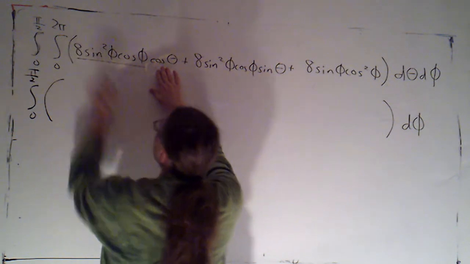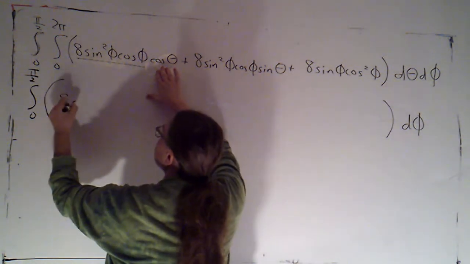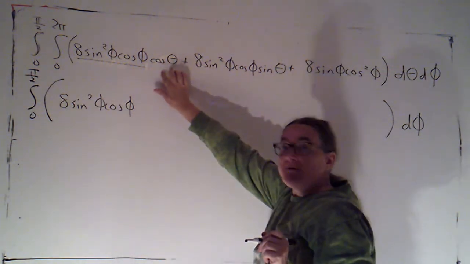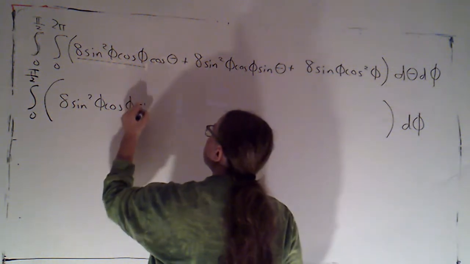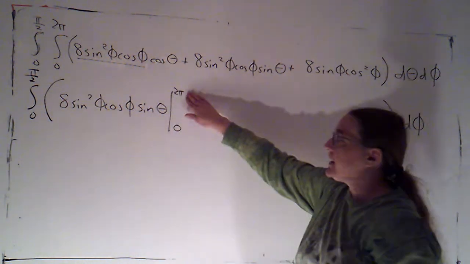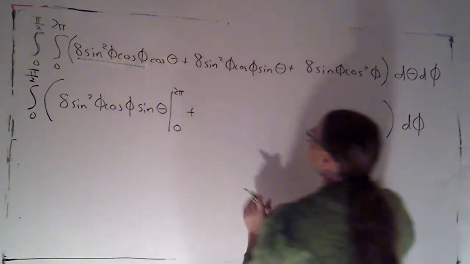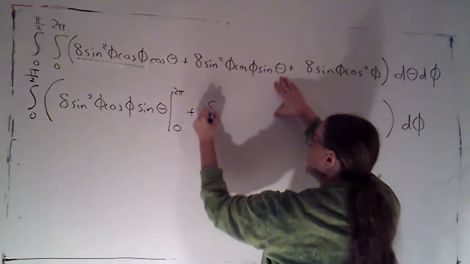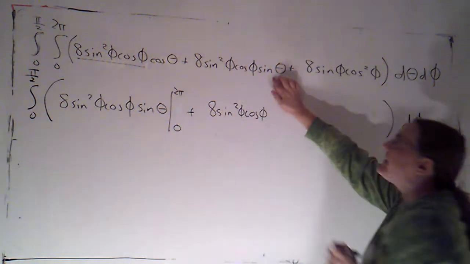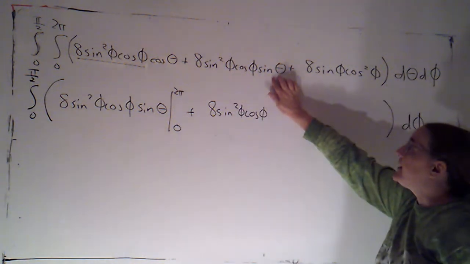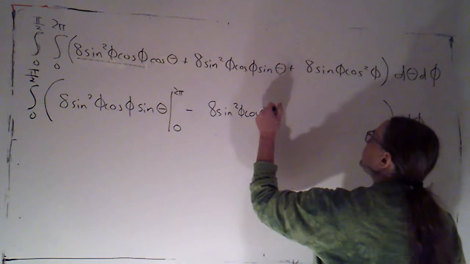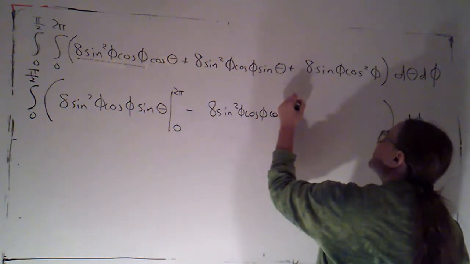So for this first term, all the phi stuff is constant. So we're getting 8 sine squared phi cosine phi times an antiderivative of cosine of theta, which would simply be sine of theta, evaluated between 0 and 2 pi. Plus, for this next piece, again, the phi parts are constant, so 8 sine squared phi cosine phi, and then an antiderivative of sine of theta would be negative cosine theta.